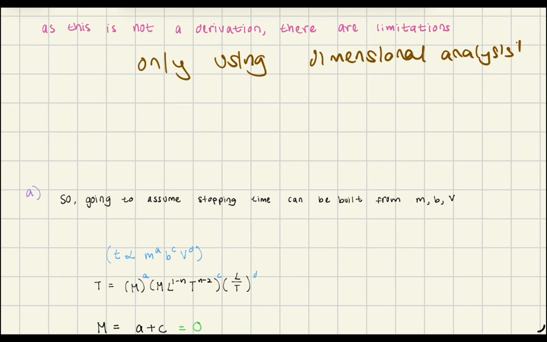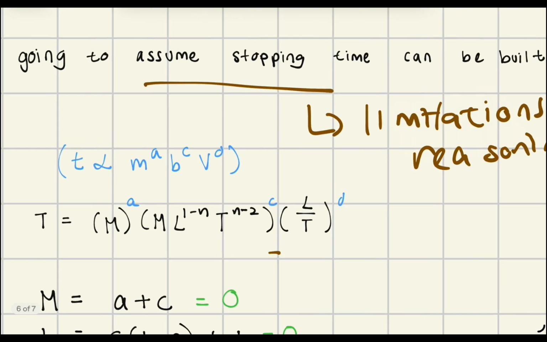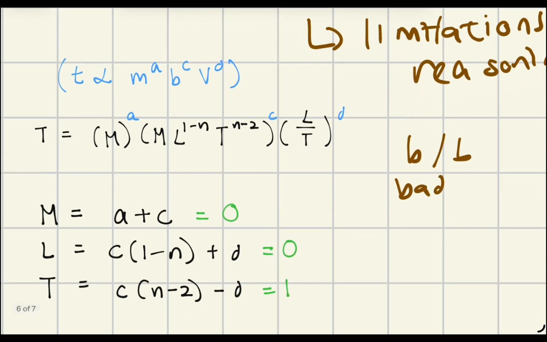So we're going to assume that the stopping time can be built from m, b, and v. This is one of the limitations of this dimensional analysis. We have to assume things. So we have that t is proportional to m to the power of a, b to the power of c, and v to the power of d. I didn't want to use b as an exponent because it kind of just makes it a little complicated. So we know that t has the dimensions of time. So now let's just rewrite all of them with dimensions.